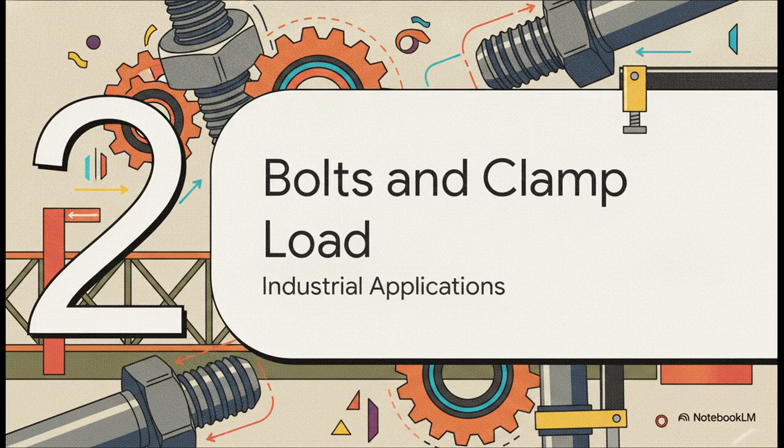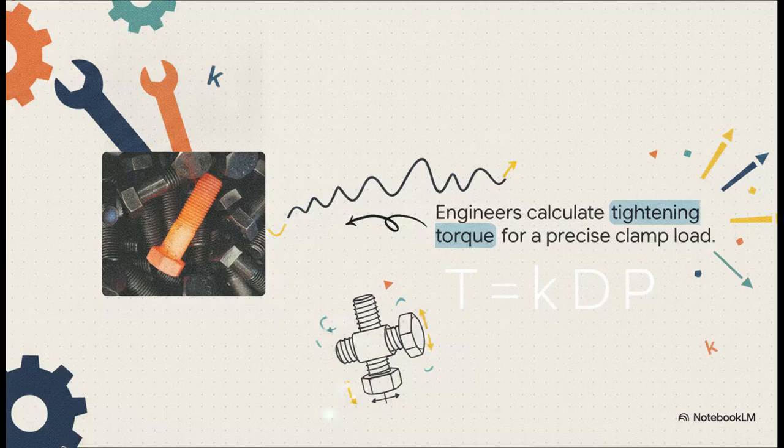Section 2. Bolts and clamp load. Let's pivot for a second to a micro, highly industrial application of all this. Have you ever wondered how engineers know exactly how hard to tighten a massive structural bolt? I mean, an entire bridge or a building depends on it. If you under-tighten it, it vibrates loose over time. But if you over-tighten it, boom, the bolt snaps. So engineers rely on a very specific formula to target a precise clamp load, ensuring absolute safety.